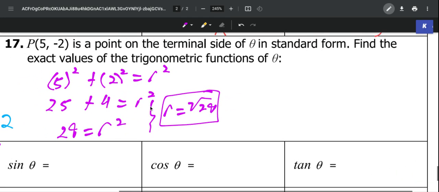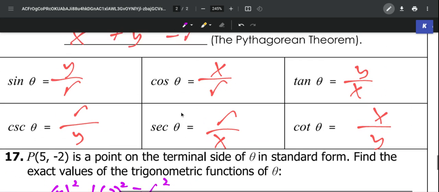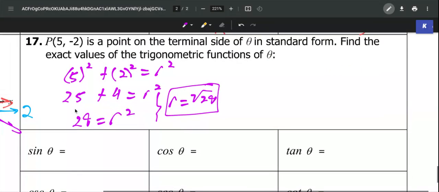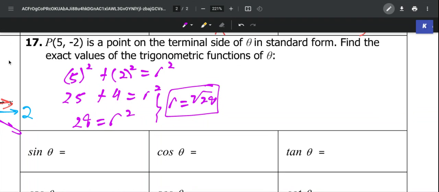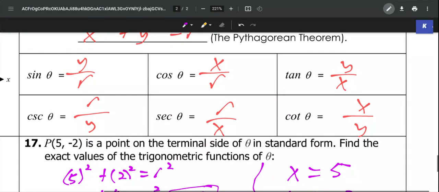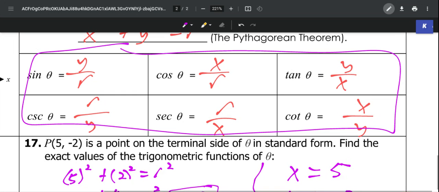Now we can use what we know about x, y, and r and just set up these ratios. If I were you, I would come off to the side and say x is equal to 5 because that's our x coordinate here. y is equal to -2 because that's our y coordinate here. And then we found r was equal to the square root of 29. And then we're just going to set up each of these ratios.